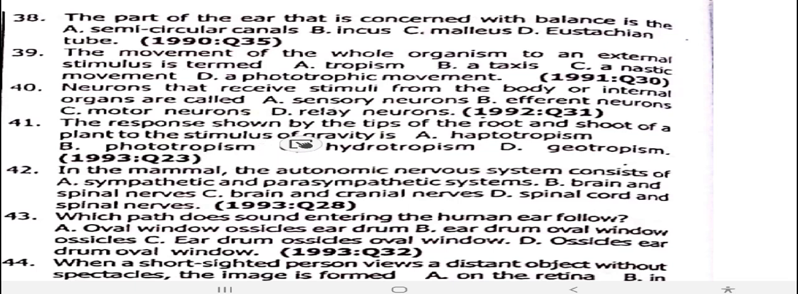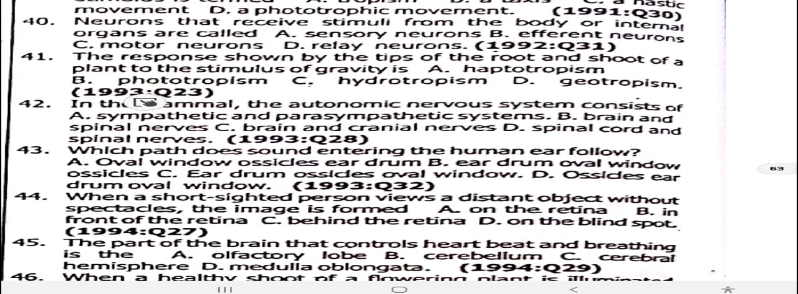41. The response shown by the tips of roots and the shoot of a plant to the stimulus of gravity is called geotropism. 41 is option D. 42. In the mammal, the autonomic nervous system consists of the sympathetic and parasympathetic systems, option A. 43. What path does sound entering the human ear follow? It follows the eardrum, the ossicles, and the oval window.